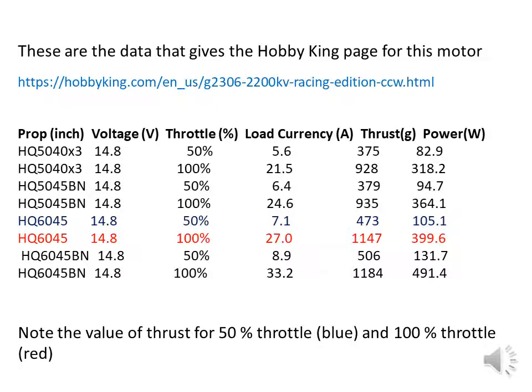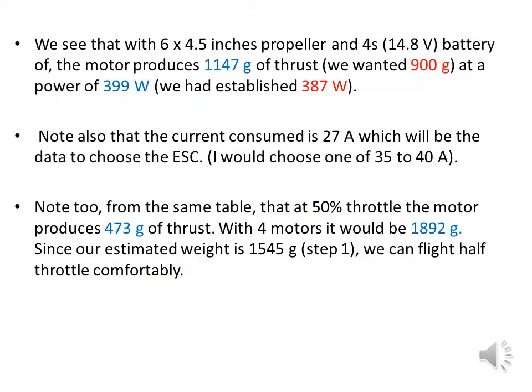This table gives the propeller size, the battery voltage, the percent throttle, the amps of the motor, the thrust in grams and the power in watts. Note the value of thrust for 50% throttle, in blue, and 100% throttle, in red. We see that with a 6 by 4.5 inch propeller and a 4S, 14.8 volt battery, the motor produces 1147 grams of thrust. We wanted 900 grams, at a power of 399 watts; we had established 387 watts.